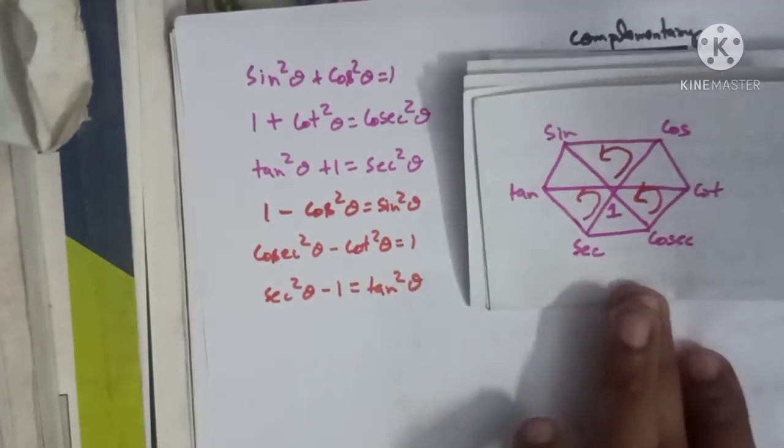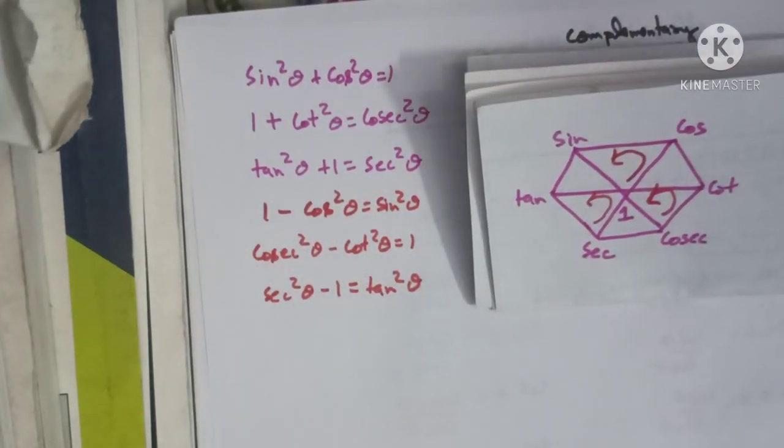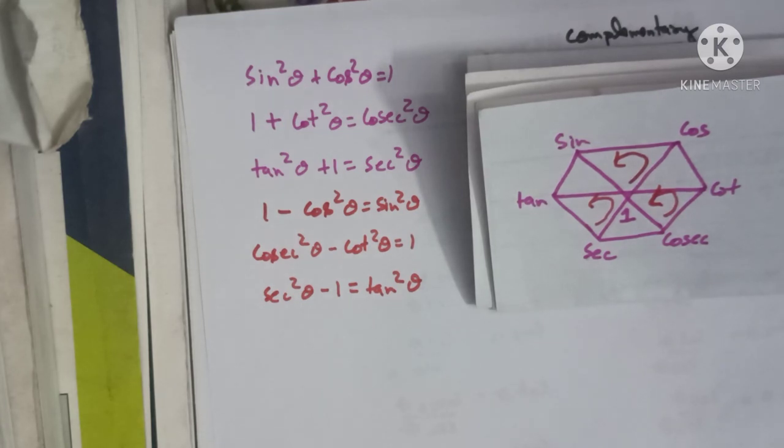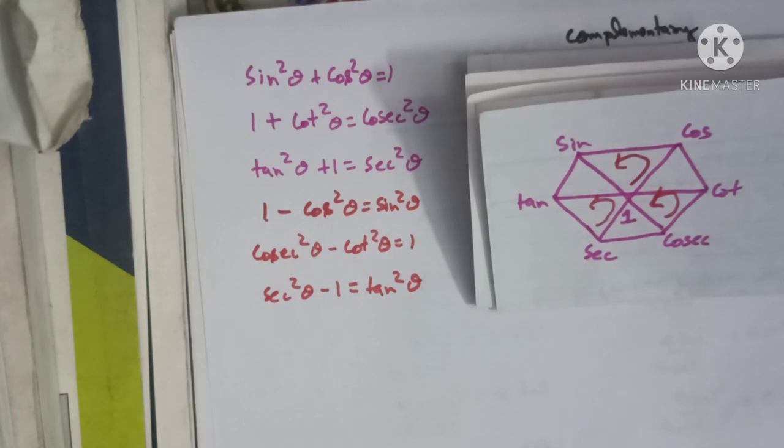So we have discussed that with the help of this magical hexagon of trigonometry, we can remember almost 40 trigonometric identities. Means you don't have to learn any formula for the trigonometric identities if you know this magical hexagon.